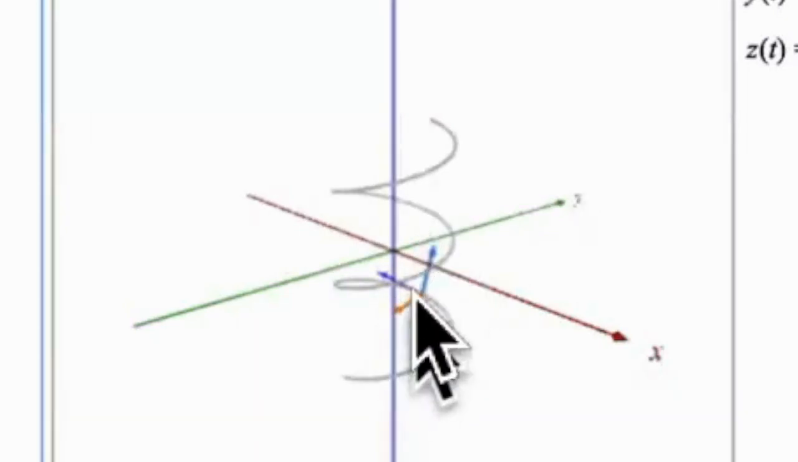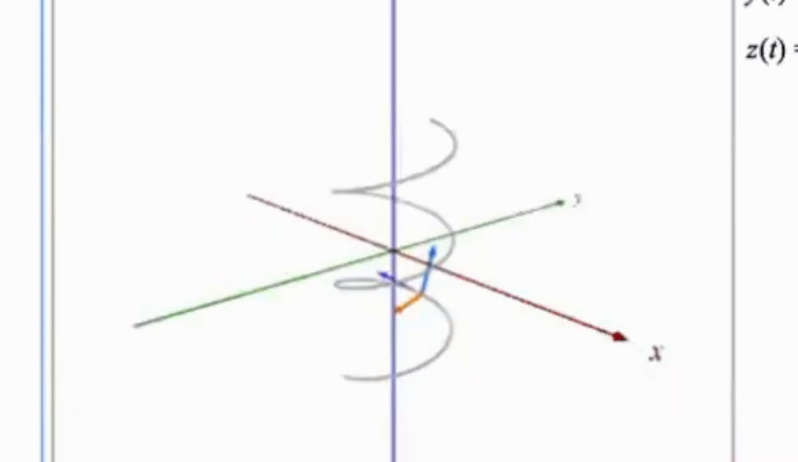Now let's see an animation. So here is the helix. The purple one here, at this point, the purple vector is the unit tangent vector. The orange vector here that points toward the z-axis is the unit normal vector, N. And the blue one over here that's orthogonal to both the unit tangent and the unit normal vector, this is the binormal vector.